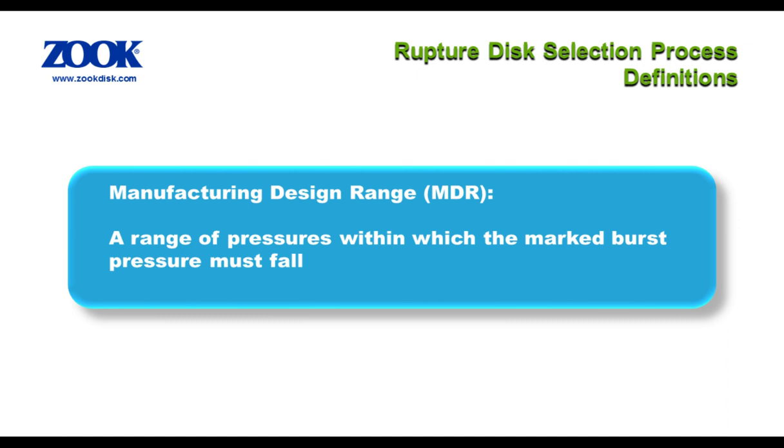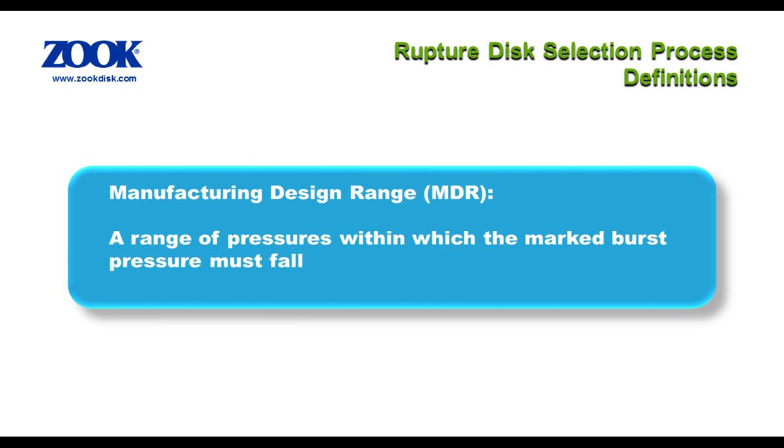However, often the disk will burst high or low during provisional testing, and adjustments need to be made in order to move or adjust the set point. Obviously, the wider the range of acceptable or passing tests, the easier it is to fabricate, and therefore the less expensive to produce. This range of acceptable pressures is called manufacturing design range.